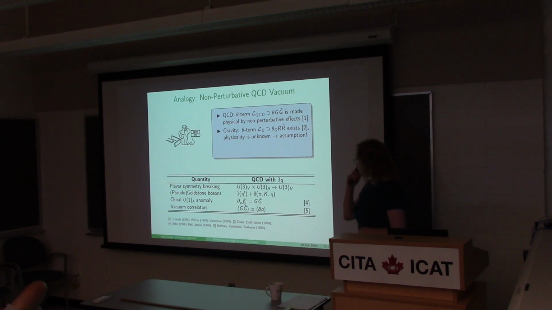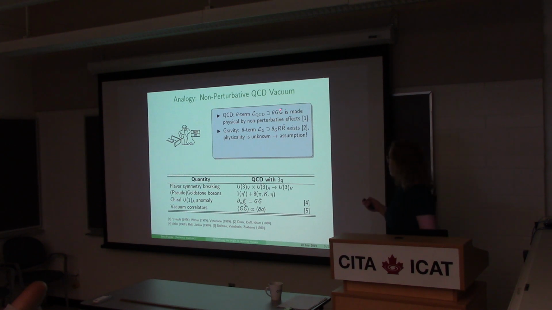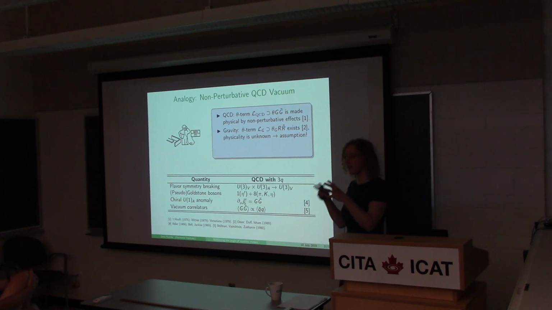One thing that many people don't know is that not only QCD but also other theories contain theta terms, and one of these theories is actually gravity. This term was already written down many decades ago, in the 80s, and the term is very similar. We have a free parameter theta g. R is the Riemann tensor, R tilde is the epsilon tensor times the Riemann tensor.